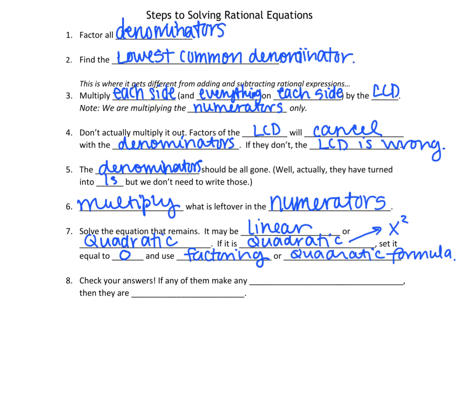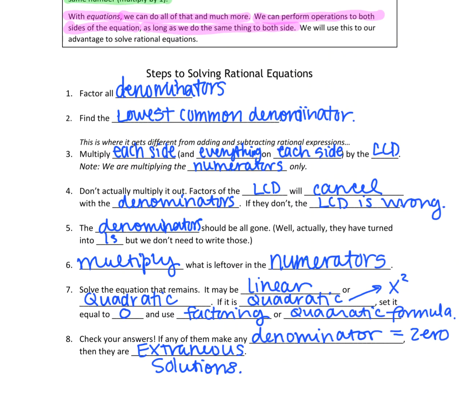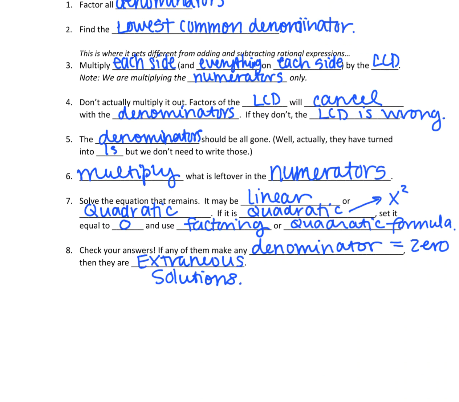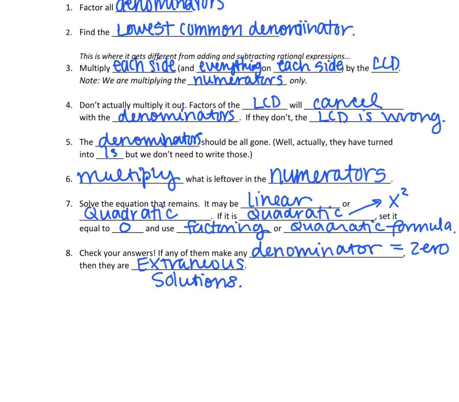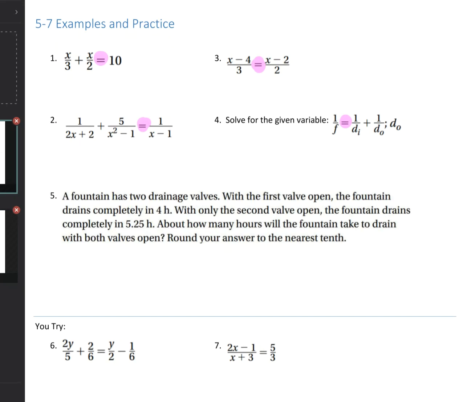All right, and the final step is that you need to check your answers. If any of them make any denominator in the original problem equal to 0, then they are what are known as extraneous solutions. The process that we're using here can be tricky. It can introduce answers that are not answers, and so we just have to check to make sure they don't make the denominator 0.